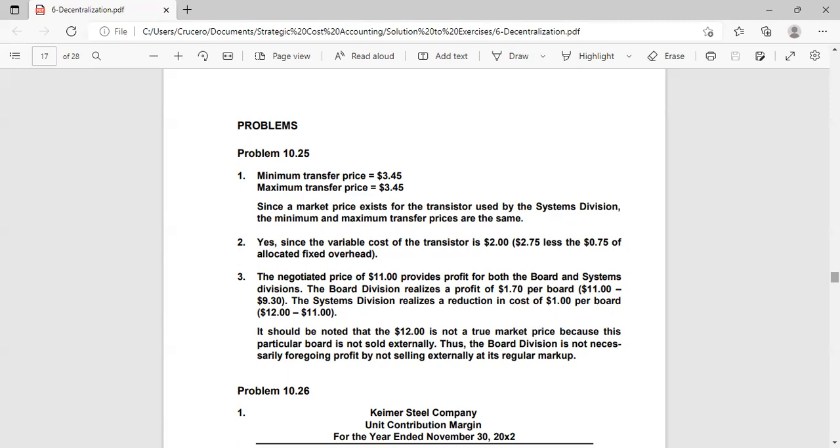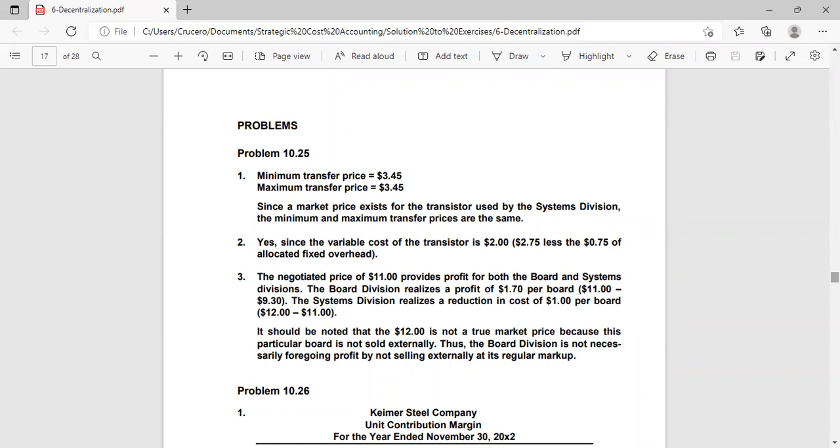It should be noted that the $12 is not a true market price because this particular board is not sold externally. Thus, the board division is not necessarily forgoing profit by not selling externally at its regular markup. So that's now problem 25.